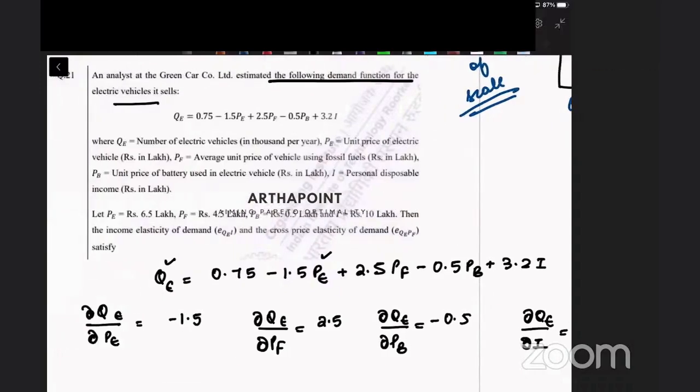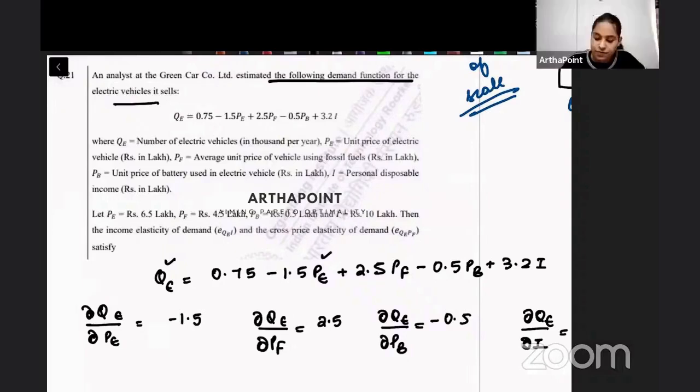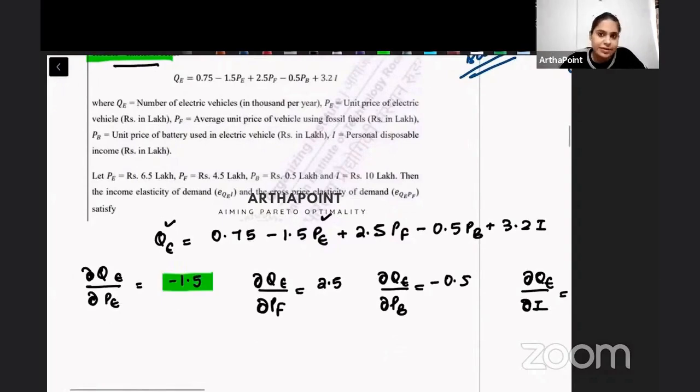Just by looking at this, you should be able to give the properties of this function, the properties of this good. The good that I am talking about here is the electric vehicle. This derivative is negative, so for sure it is not a Giffen good. It has to be a normal good. Its price effect is negative, so we understand that it's a normal good, not a Giffen good.